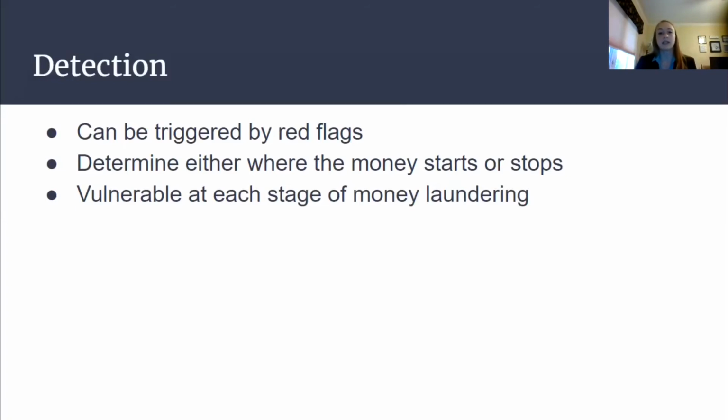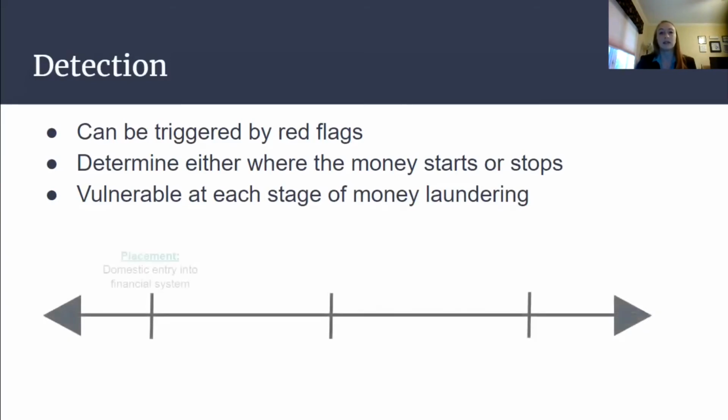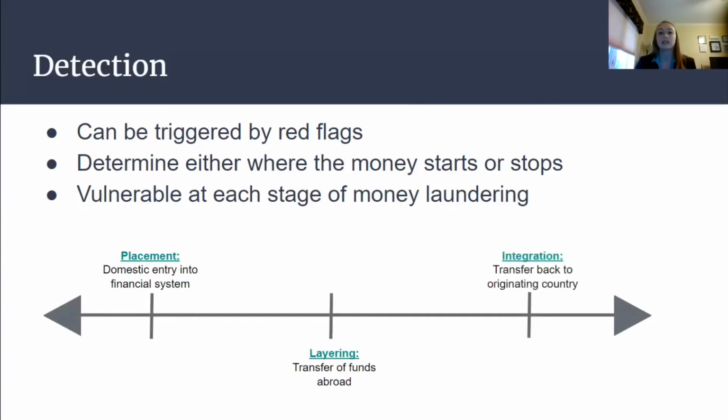The money laundering scheme is vulnerable to detection at each of the 3 phases that we talked about earlier. It is vulnerable at the placement stage at the domestic entry into the financial system, and also in the layering stage when the funds are transferred abroad, and finally in the integration stage when the money is transferred back to the original country.